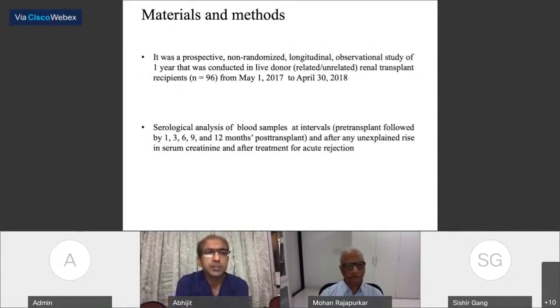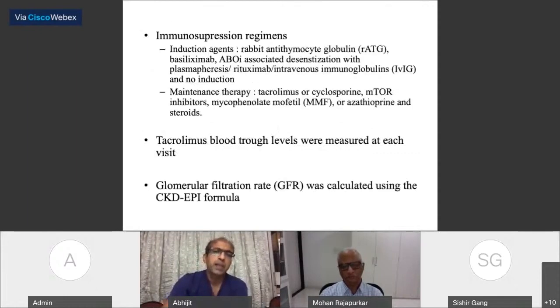As for the material and method, it was a prospective, non-randomized, longitudinal observational study of 1 year, conducted in live donor renal transplant recipients from May 2017 to April 2018. It involved serological analysis of blood samples at 3-monthly intervals, after any unexplained rise in serum creatinine, and after treatment for acute rejections.